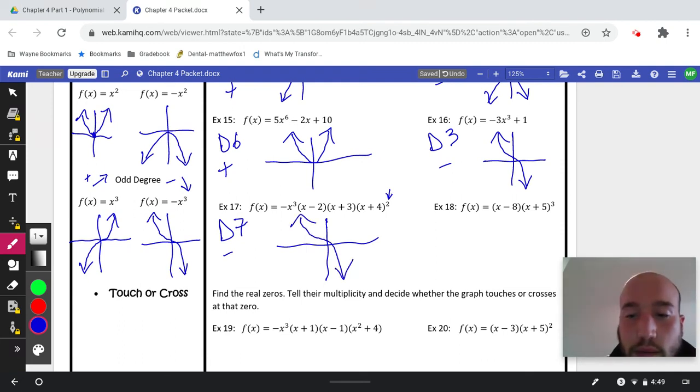Okay. And then the final one, we have 1 plus 3 more, so that has a degree of 4, and it is positive, so we know that we'll start from above and it will continue back up to above.